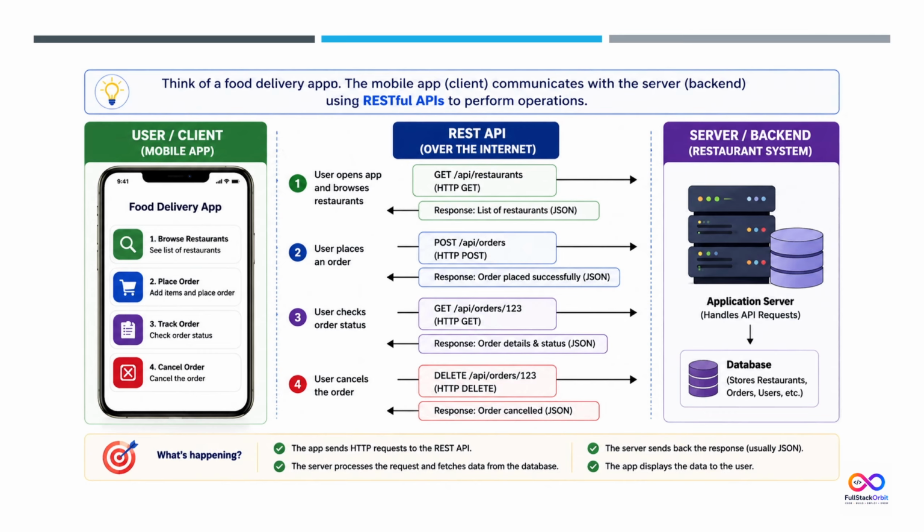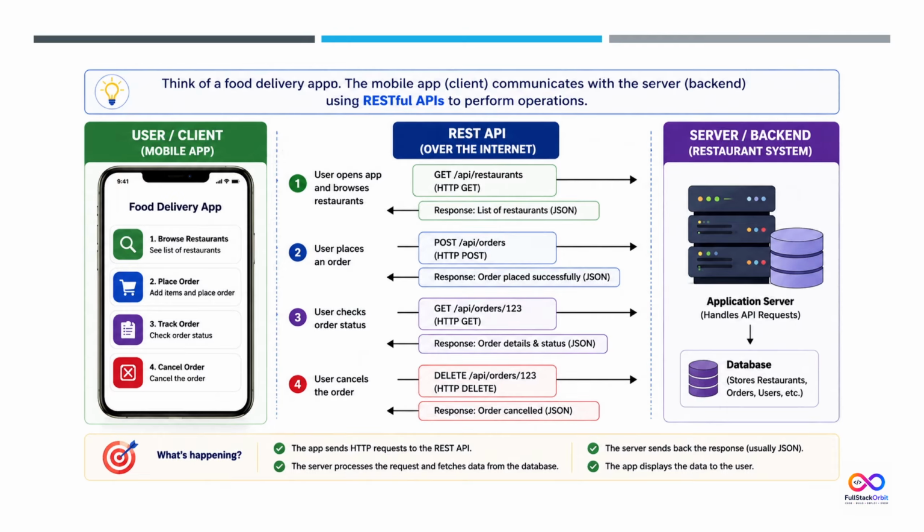In the first step, the user opens the app and browses restaurants. The mobile app sends this request: GET /api/restaurants. The REST API processes the request, fetches restaurant data from the database and returns the response in JSON format. In the second step, the user places an order. Now the application sends a POST request: POST /api/order. The server creates the order and returns a success response.